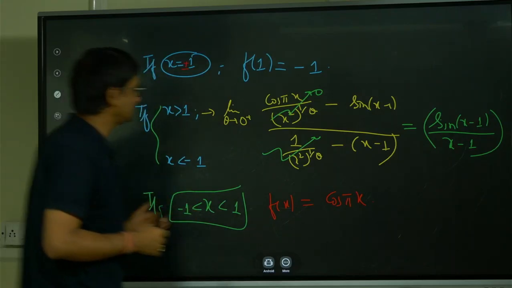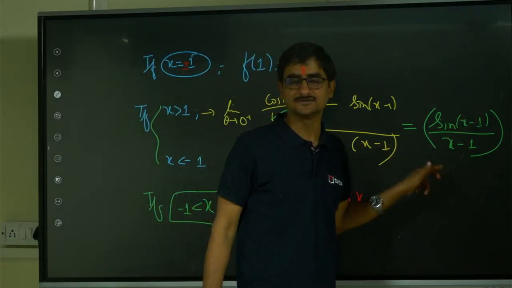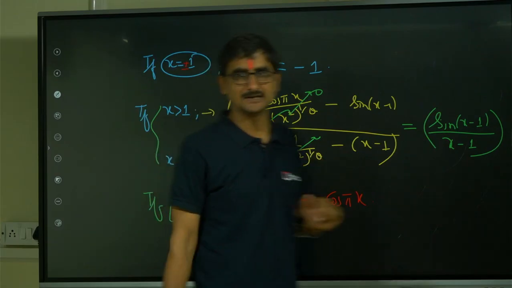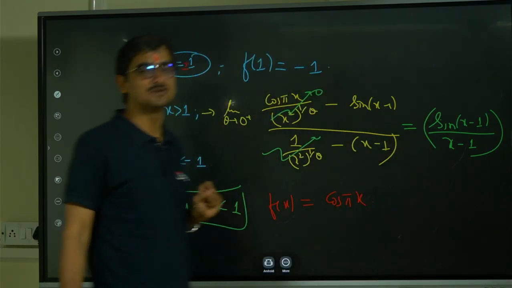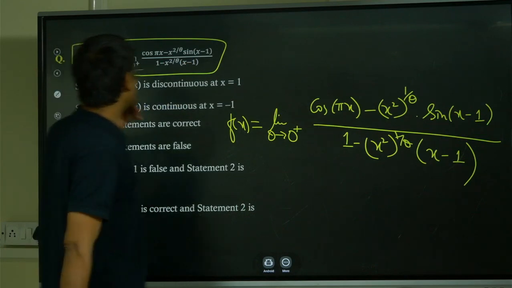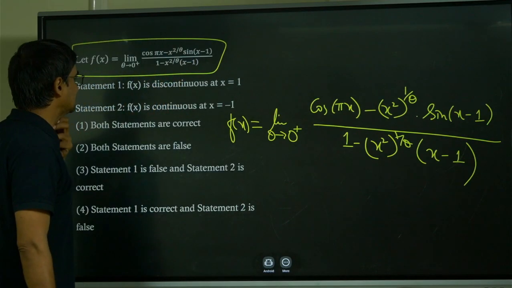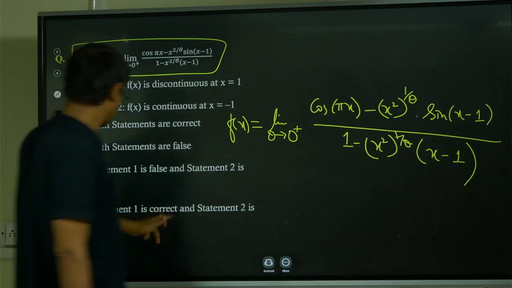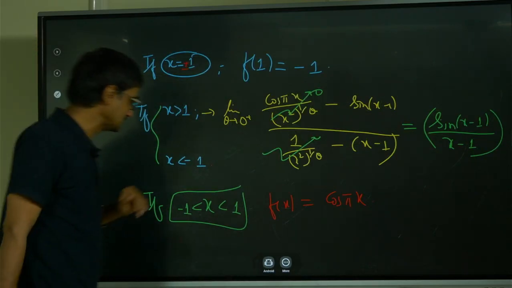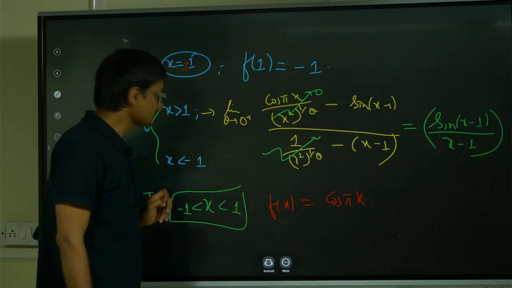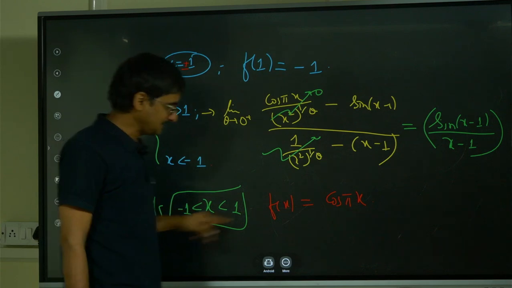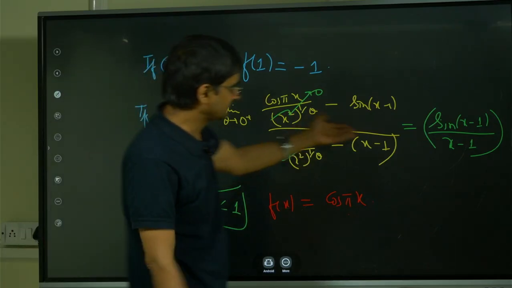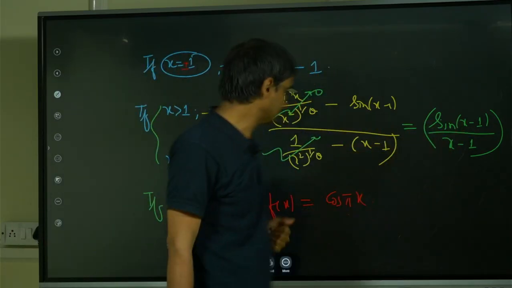On the left side of minus 1, function is sine x minus 1 by x minus 1. On the right side of minus 1, function is cos pi x. So it is for sure that the function is discontinuous at minus 1. Let's see. So statement 2 is false, 1 is correct. Let's go for 1 also. At minus 1 this is nothing but minus 1, but at minus 1 this will give us some value, isn't that? It's like sine 2 by 2, which won't match.